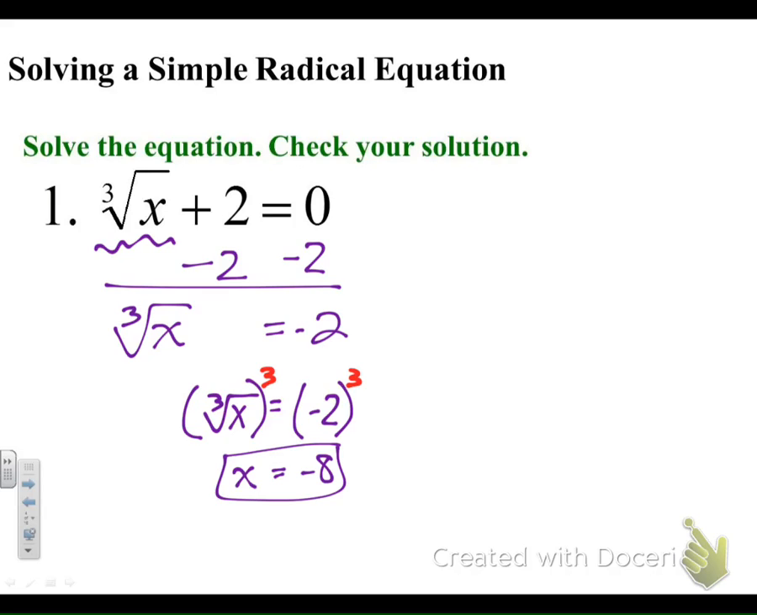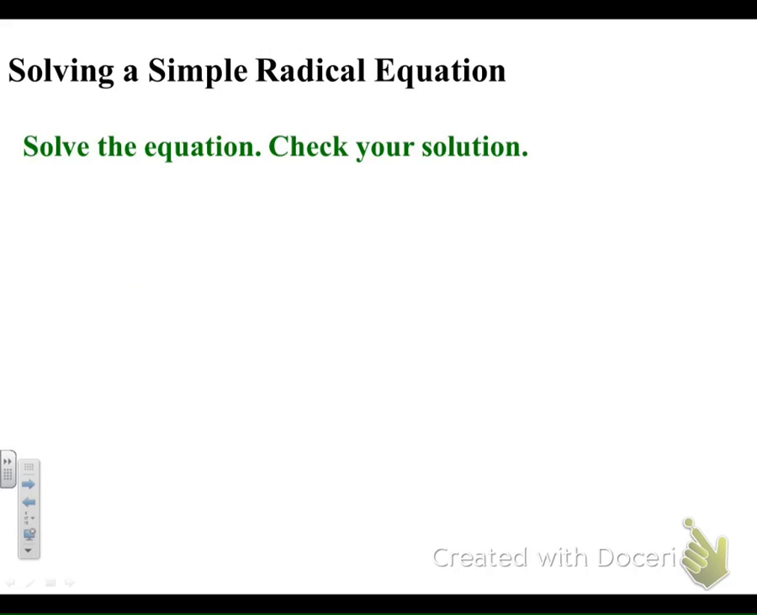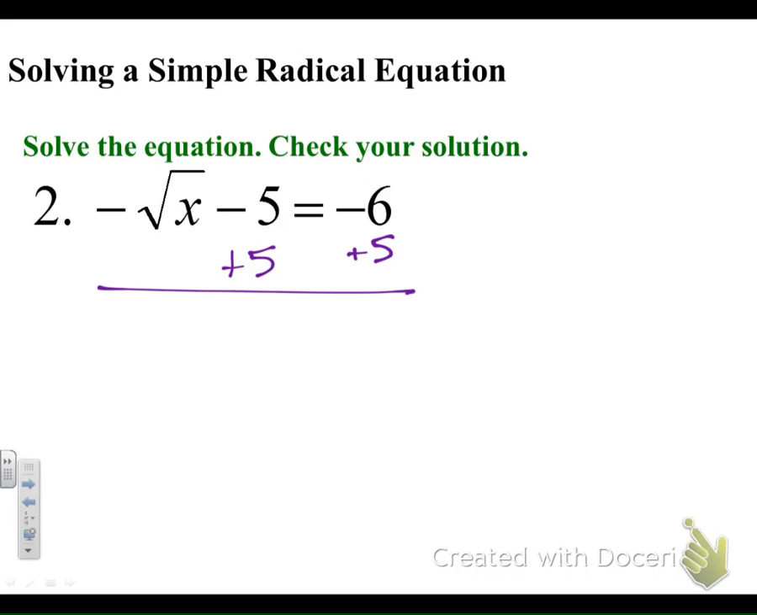Next example. The goal is to isolate your radical. Isolate the root x. So I have to do that any way possible. So I'm going to get rid of this -5. And then I'll have to get rid of that coefficient. In front of this radical, I've got a -1. So I'll divide both sides by -1.